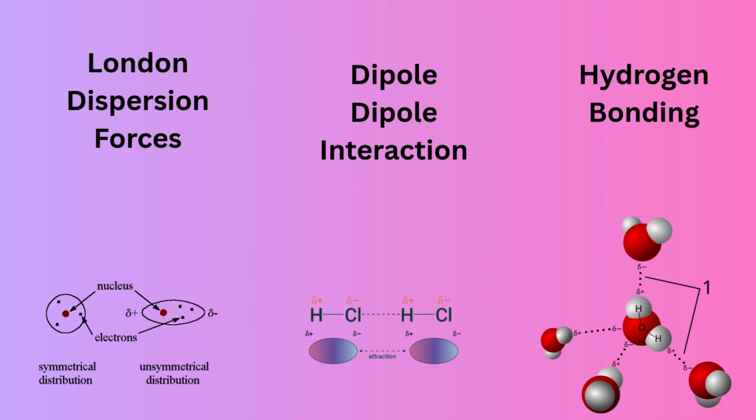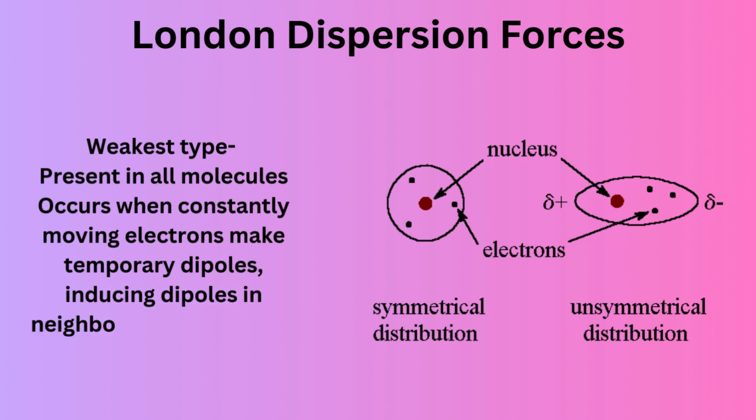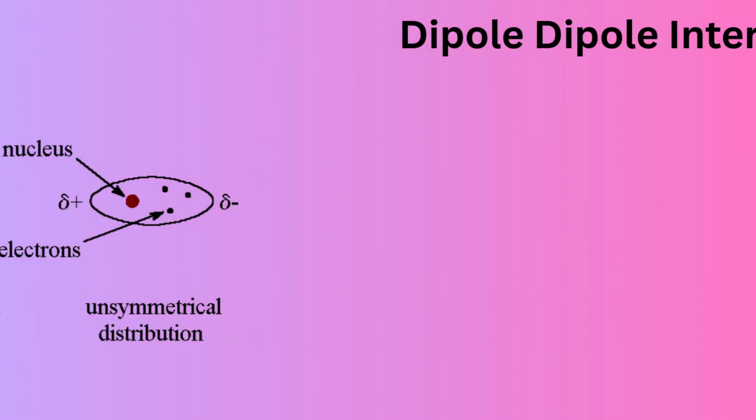Can you explain those? Sure, London dispersion forces are the weakest. They're present in all molecules, even nonpolar ones. They happen because the electrons in a molecule are constantly moving, and that can create temporary dipoles. These temporary dipoles can then induce dipoles in neighboring molecules, causing them to attract each other. So like a fleeting attraction. And the larger the molecule, the stronger those London dispersion forces, right? Yeah, the more electrons a molecule has, the stronger the London dispersion forces.